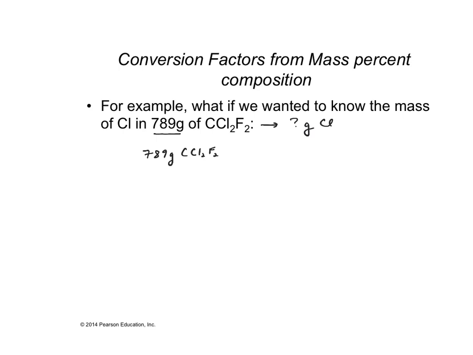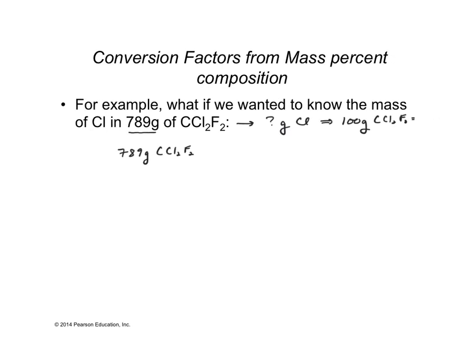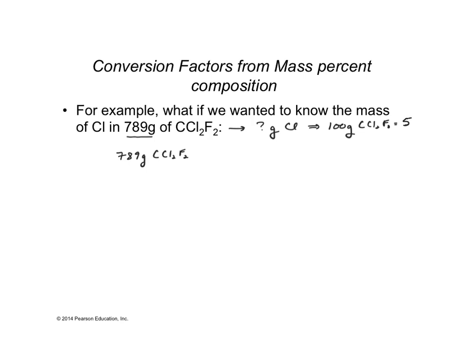So we're going to be able to utilize our mass percent composition and know that for every 100 grams of our compound, there are 58.64 grams of chlorine. Okay, so we have a mass of a compound, and we want to convert to mass of the element in that overall mass.